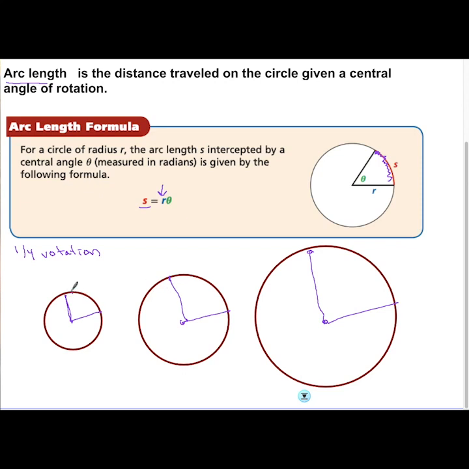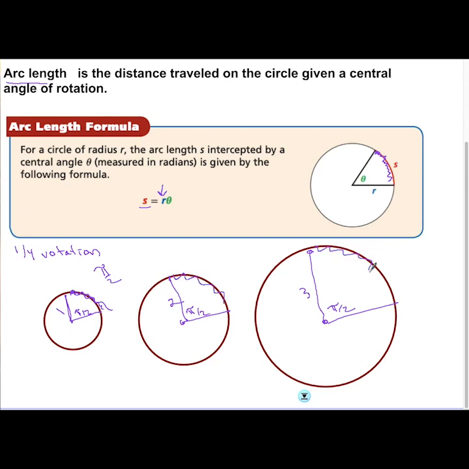But if I'm just interested in this arc length, I want to show you something important. These all have a quarter rotation. They're all 90 degree rotations, or they're all pi over 2 rotations, measured as a radian, with one unit. So 90 degrees or pi over 2 rotation. Well, what if the radius, instead of 1, is 2, and this is 3? They're all a quarter rotation, but these arc lengths change.